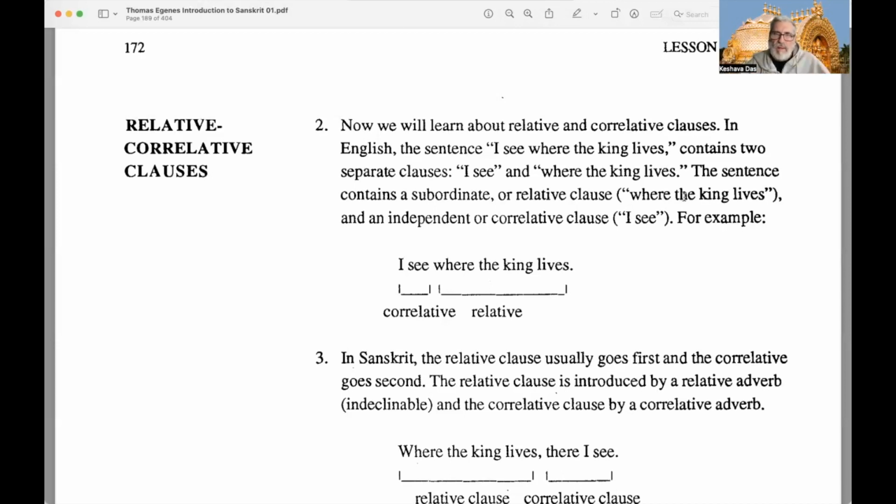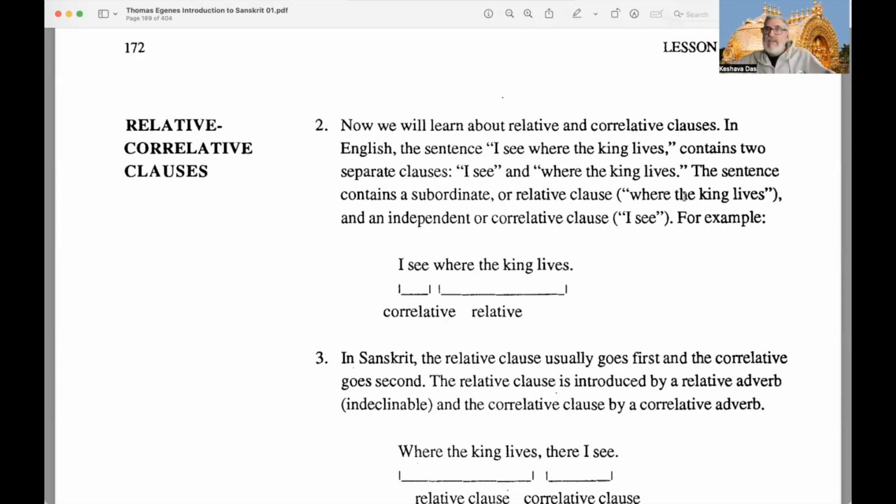So pashyami, right? And where the king lives is the second clause. So these two clauses, the sentence contains a primary clause and a subordinate clause, which is usually what we call a relative clause. The subordinate clause will not really stand by itself, but the primary clause will stand by itself. So "I see" stands by itself.